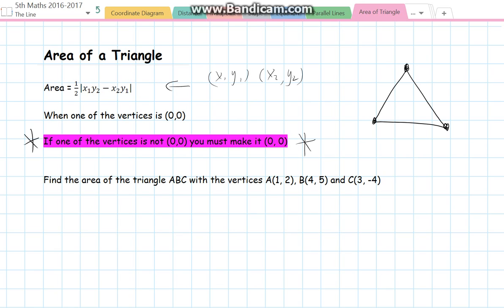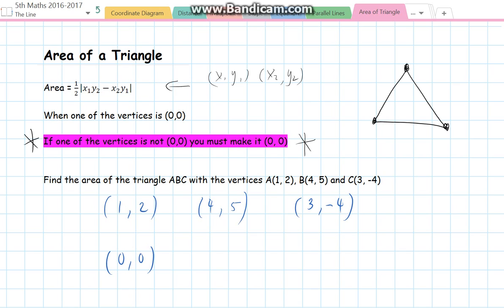So the question we're going to do is: find the area of the triangle ABC with the vertices 1, 2, 4, 5 and 3, minus 4. So we'll just write the three out: 1, 2, 4, 5 and 3, minus 4. Now if I was to label these, I'd have x1, y1, x2, y2 and x3, y3, but the formula can't allow for that, and we will never come across an x3, y3 on our course. So I have to make one of these 0, 0. I'll pick the first one.